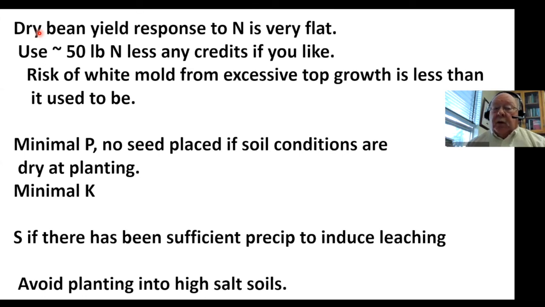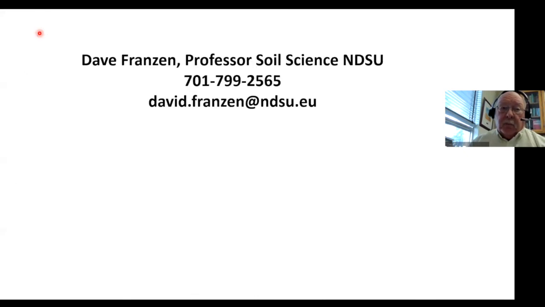Use a minimal amount of P. Don't use any seed placed if the soil conditions are dry at planting. The K recommendations are minimal, and only a few areas in the state would probably require some for good dry bean yields. Use some sulfur in the part of the state that's wet and you have insufficient precipitation last fall or the spring for leaching, and avoid planting into high salt soils.